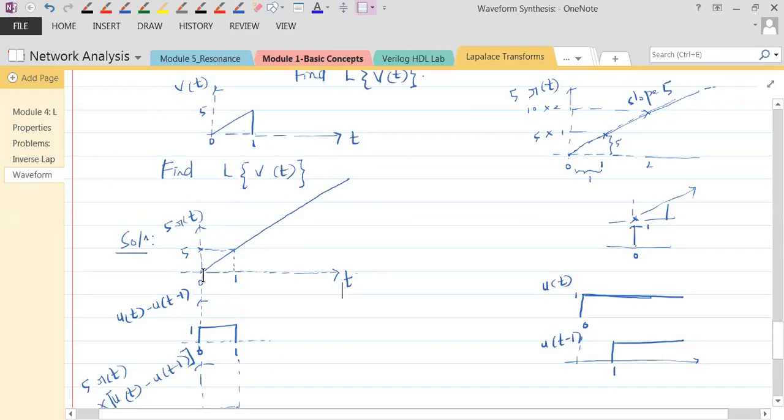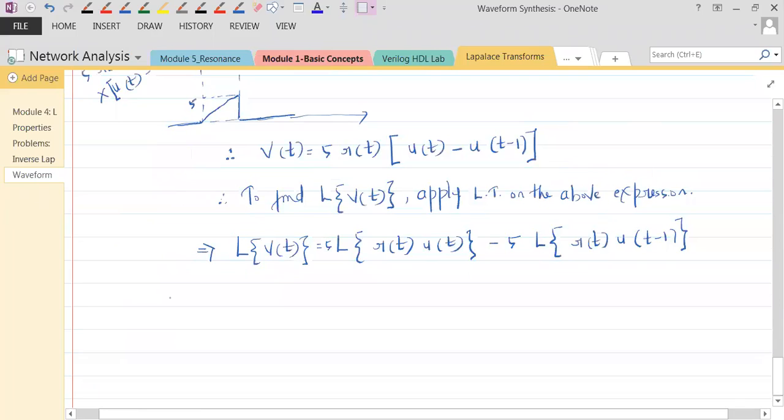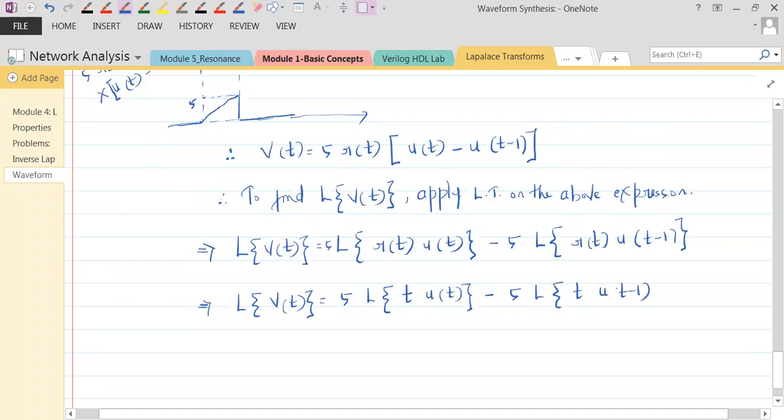At 0 it is 0, at 1 it is 5, at 2 it is 10. That means what is r of t? R of t is 5t. Understand that? So this implies that our Laplace transform on v of t would further look like 5 into Laplace transform on t multiplied by the unit step function u of t, minus 5 into Laplace transform of t into u of t minus 1.